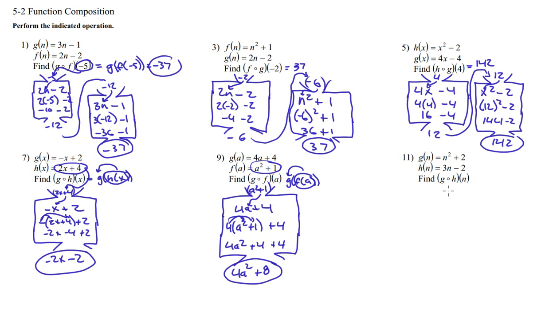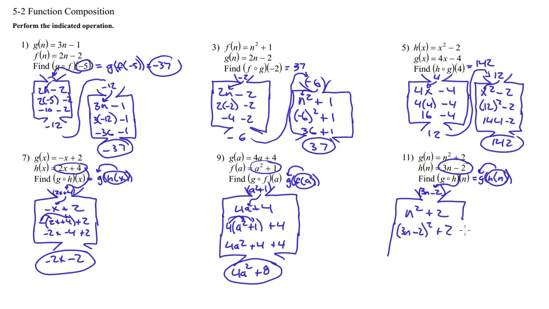And then last one here, number 11, we got g of h of n. So that is g of h of n. So we're going to take h of n and plug it into the g machine. G is right here, n squared plus 2. And the h is what's getting plugged in there. That's a 3n minus 2. That goes right here. So this goes in for that n. So really this turns into 3n minus 2 squared plus 2.